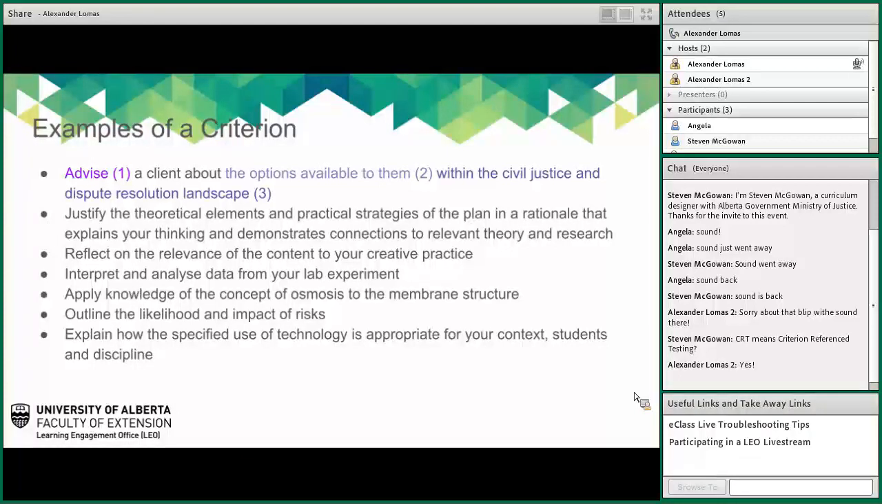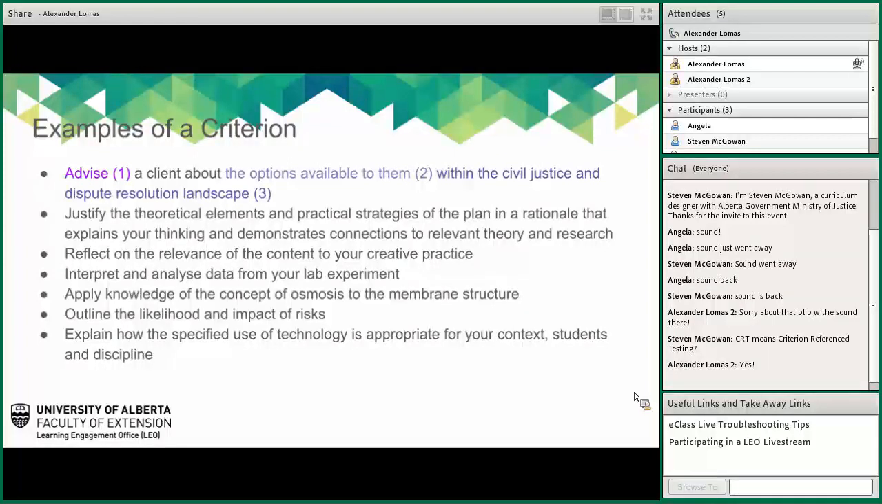Now you might have subtle questions. How many clients? Should I pick more than one option? Students love this stuff. Can I just focus on civil justice and not on dispute resolution? They'll ask for subtleties, but fundamentally most of them will walk into the classroom and be able to tell what you want them to do.